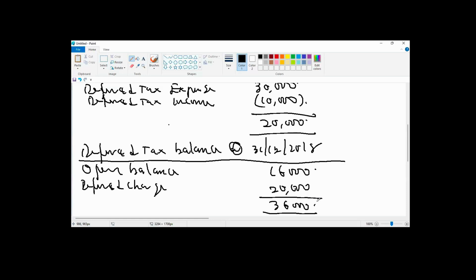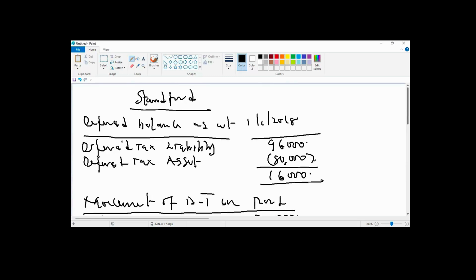The one you did, the deferred tax balance as at 1st of January 2018. The deferred tax liability is 96,000 naira, while that of the asset is 80,000. It shows that the liability is more than the asset. And we have a balance of 16,000. That 16,000 represents the excess of deferred liability over the asset. So that 16,000 is the deferred tax liability balance.